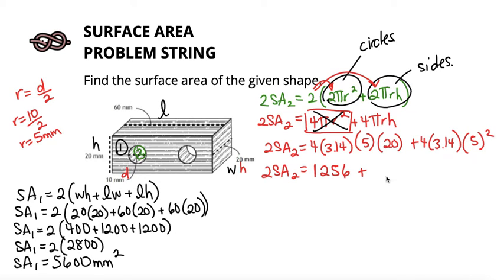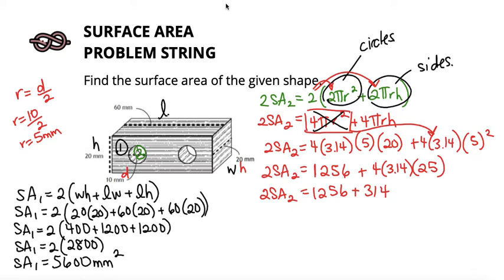So I apologize for that. So I have 4 times 3.14 times 25. So that's this part right here. And when I multiply those together, I get 314. So the circles is what I'm subtracting. The sides is what I'm adding.